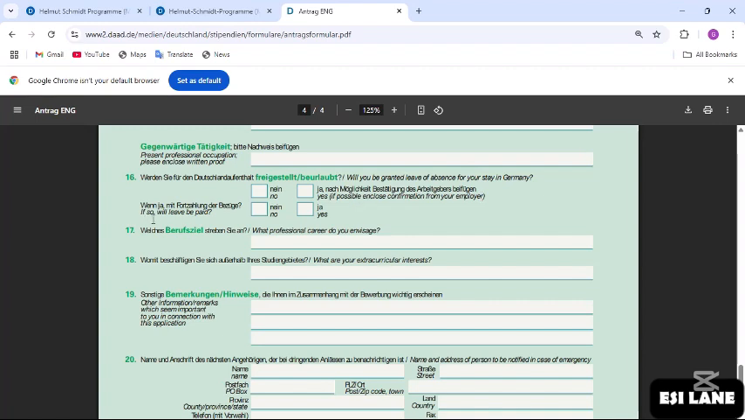Then here it says, if so, will leave be paid? You're going to select no. If your leave is going to be paid, it's going to affect your stipend from the scholarship, so you're going to select no. What professional career do you envisage for yourself? So you're going to write that here.